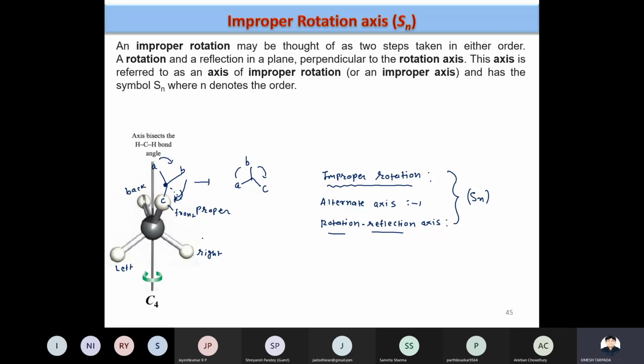Now what you can do is give rotation about this axis from the middle, that is rotation about a C4 axis, which is rotation at an angle of 90 degrees. C4 means rotation is given at 90 degrees. So right now what happens is, the right side and left side hydrogens are in the plane of your mobile, and the front hydrogen and back side hydrogen are out of plane.